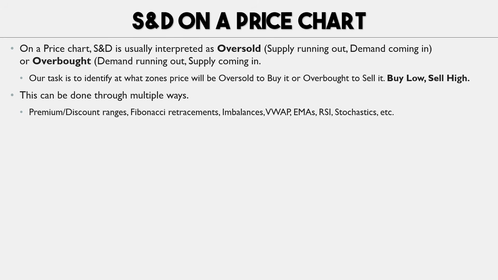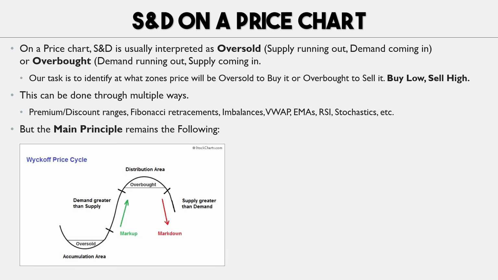Now, this can be done through multiple ways. We have premium and discount ranges, the 50%, we have the Fibonacci retracements, we have imbalances, we have volume weighted average profiles, we have volume profiles, we have EMAs, RSI indicators, stochastic indicators, Elliott waves, and all different sorts of things. All of those technical analysis concepts are used to literally determine overbought and oversold. Where do you want to buy it and where do you want to sell it? Okay? But then the main principle remains the following. This is how it pretty much looks like. This is the Wyckoff price cycle.